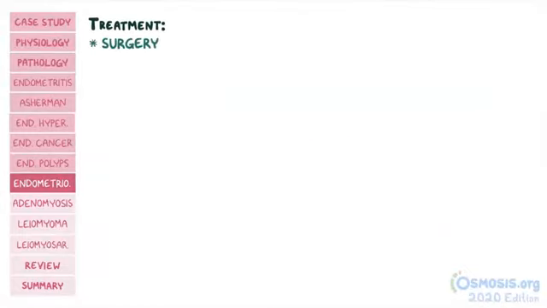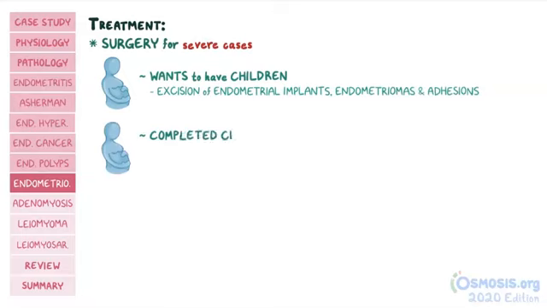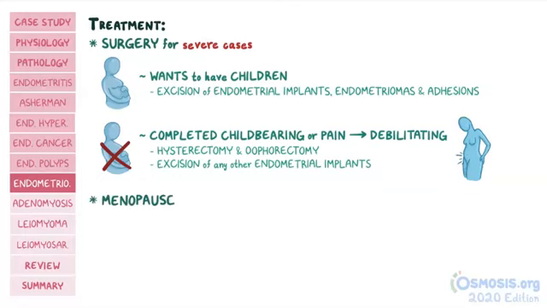Surgical options are available for severe cases. If the person still wants to have children, the surgery involves only excision of endometrial implants, endometriomas, and adhesions. If the person has completed their childbearing, or if the pain is too debilitating, a hysterectomy and oophorectomy, which is removal of the uterus and ovaries along with excision of any other endometrial implants, is done. Whatever the treatment, it's also important to remember that once menopause hits and hormone levels fall, the symptoms generally go away.